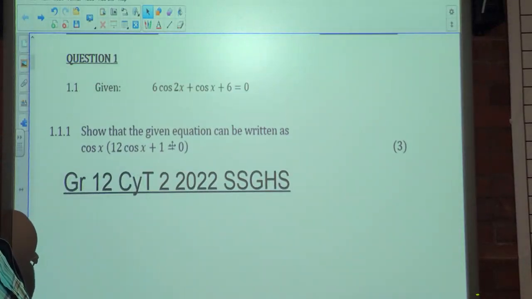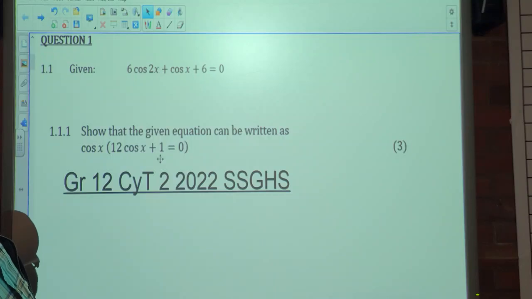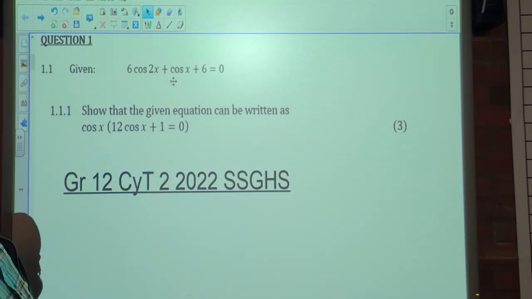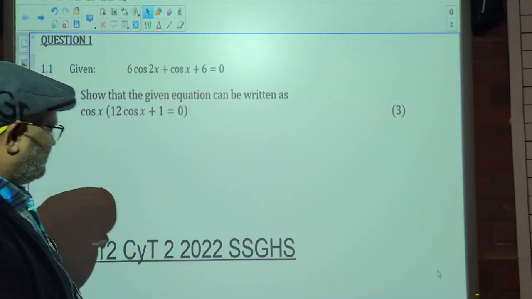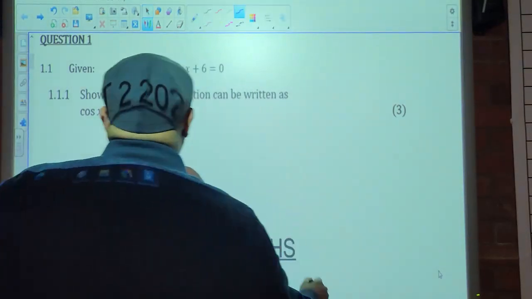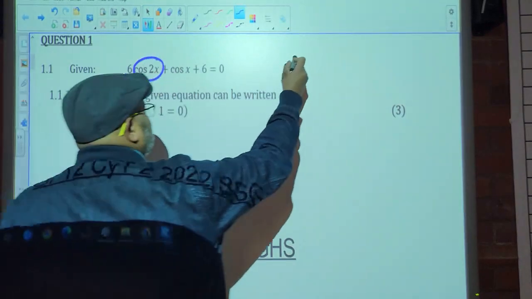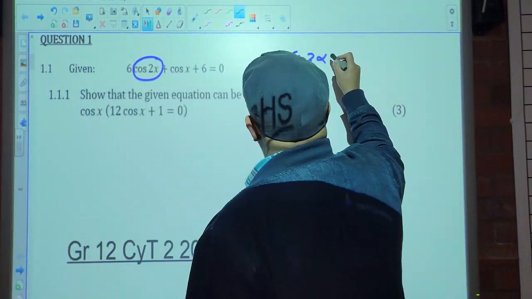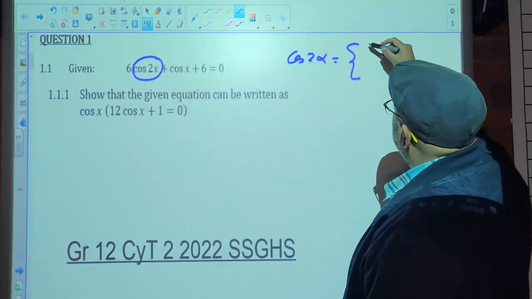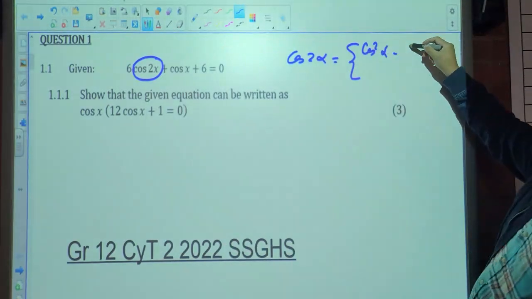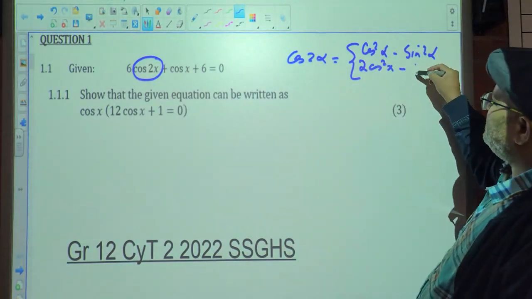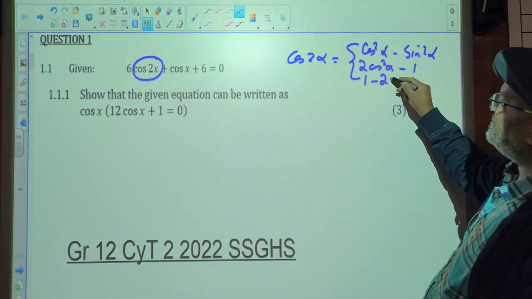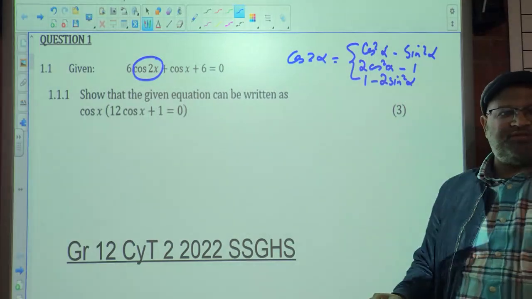So in question 1.1, we are given that 6 cos 2x plus cos x plus 6 equals 0. Show that the given equation can be written as 12 cos x times (cos x plus 1) equals 0. So where do we start? We know that cos 2x, or cos 2 theta, can be written in one of three ways: cos squared alpha minus sine squared alpha, 2 cos squared alpha minus 1, and 1 minus 2 sine squared alpha. Which one of the three are we going to use?